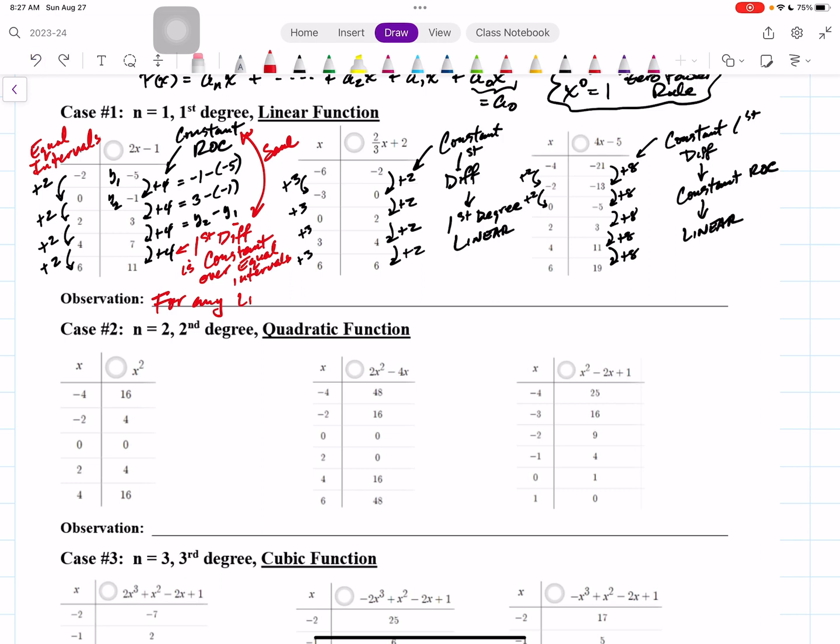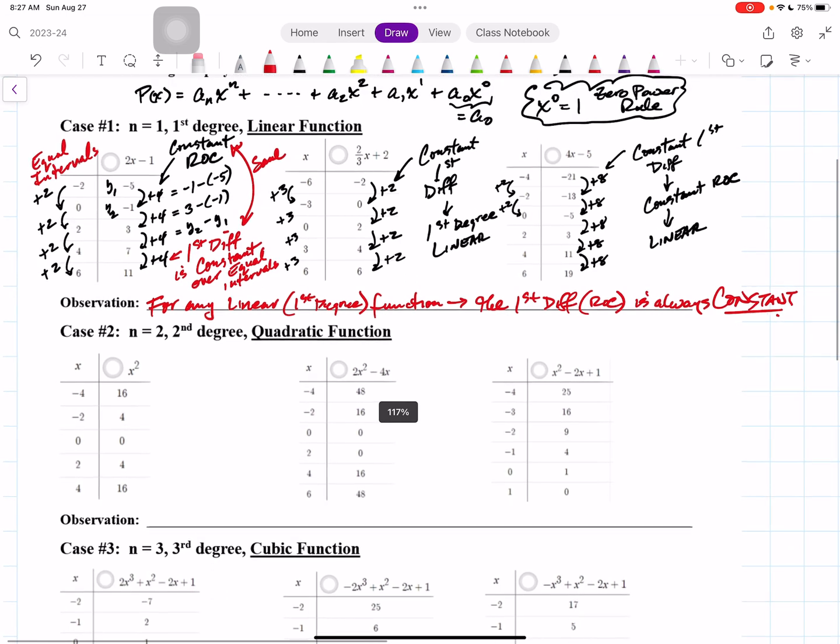Let me spell that right, okay? So for any linear function, and it's first degree here, okay? First degree function, for any linear first degree function, all right, the first difference is always constant. So the first difference, which is called the rate of change, okay, is always constant. Put that in big bold letters, okay? There we go.